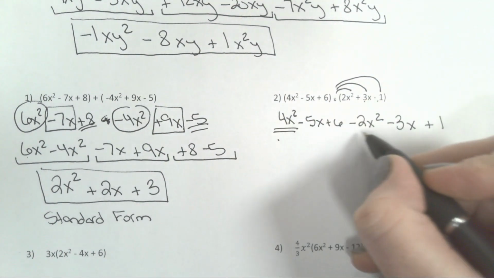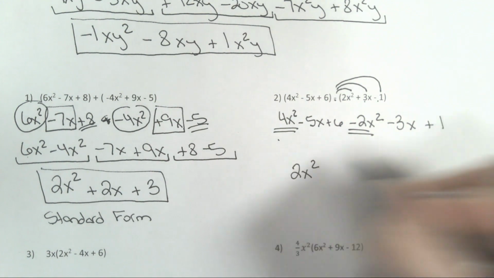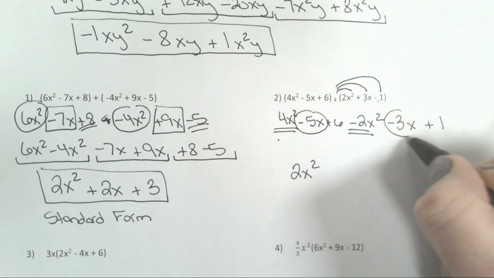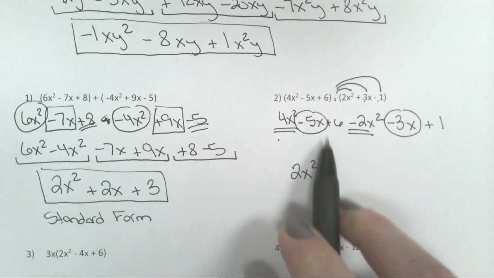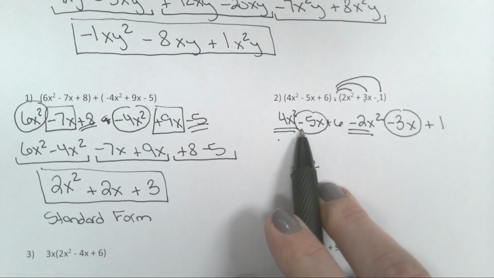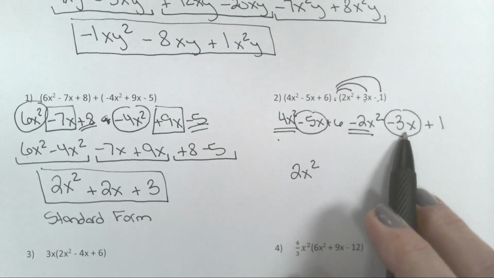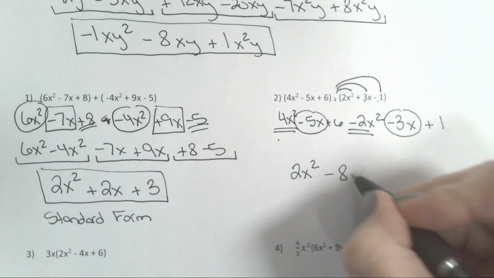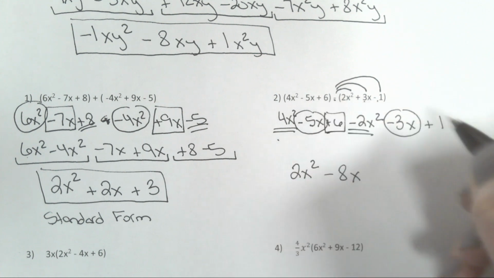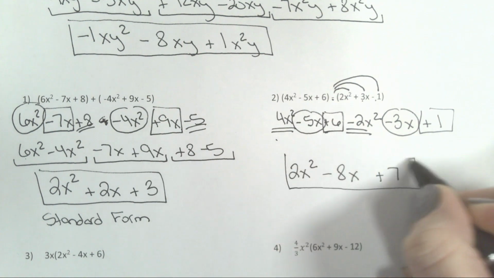I have a 4x squared minus 2x squared, and that adds up to 2x squared. I have a negative 5x and a negative 3x. You have to be super careful when you take your sign. Take your signs with the coefficient. Negative 5 minus 3 adds up to negative 8x. And then we have a plus 6 and a plus 1, which adds up to 7.